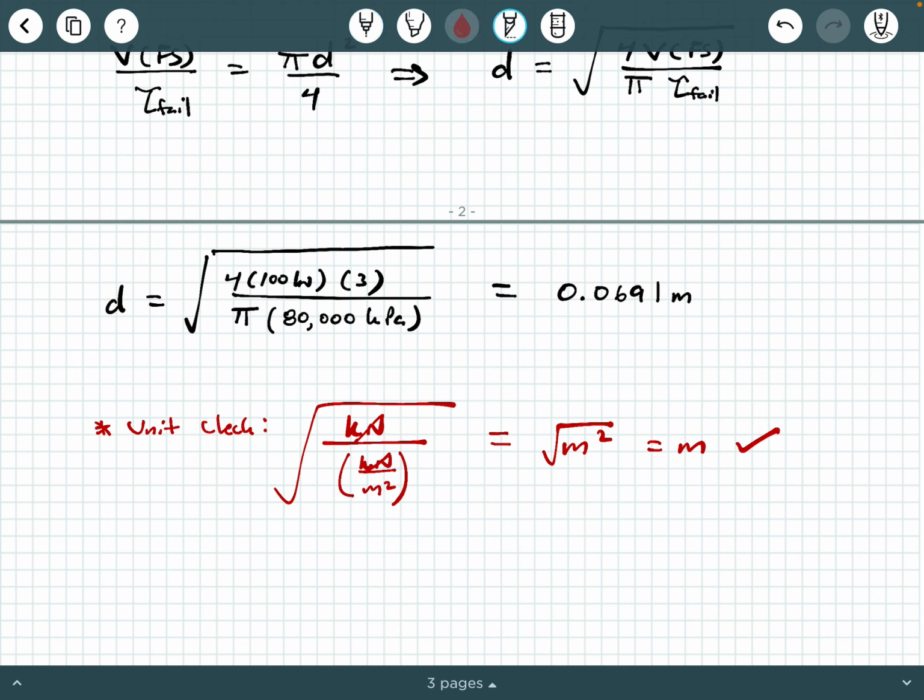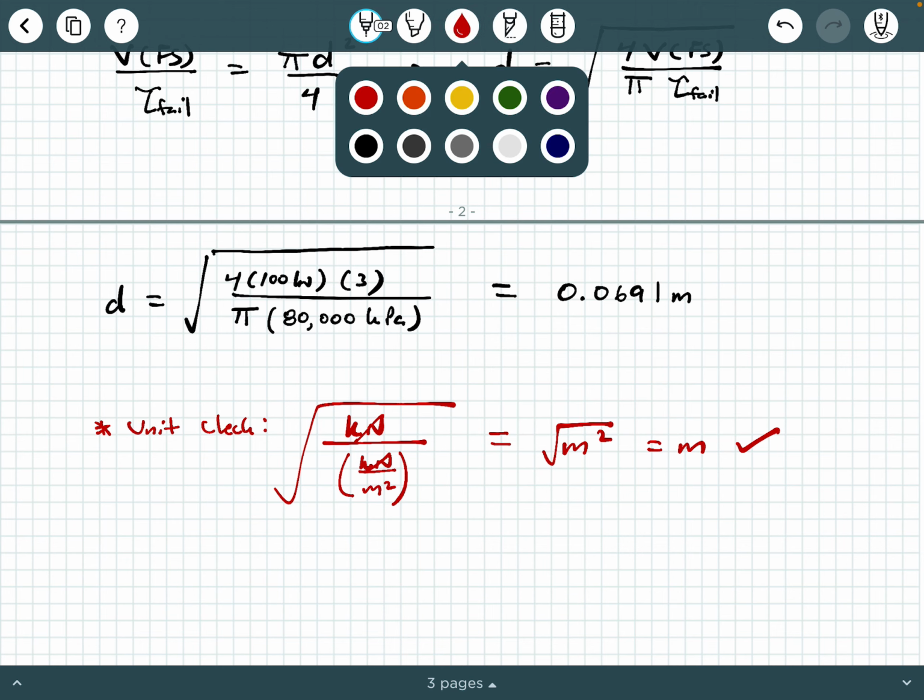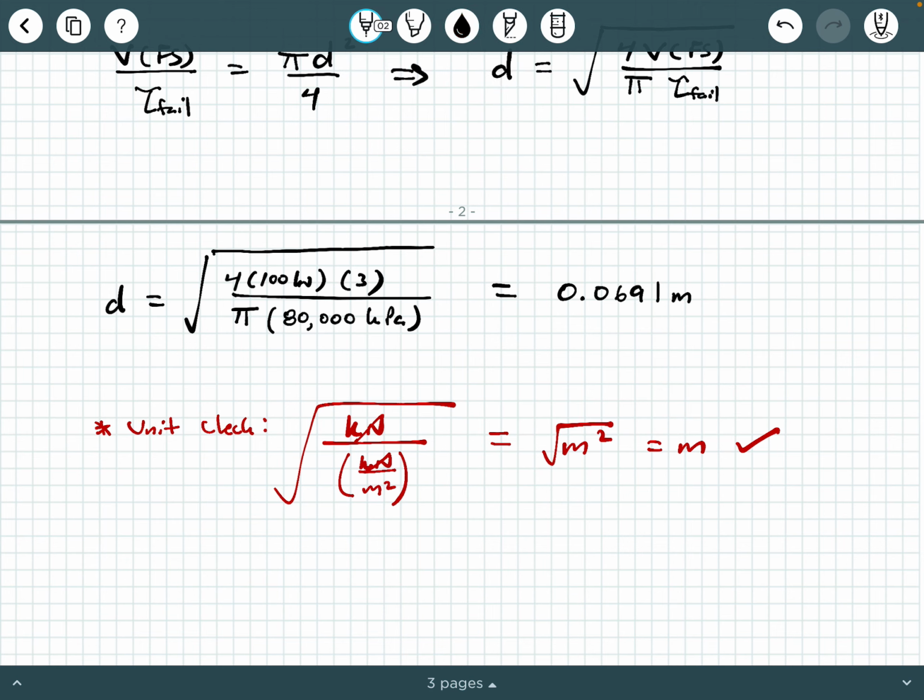So you can leave this answer like this, but it would probably make more sense since we're dealing with a bolt to convert this to millimeters, okay? So I'm going to convert this by moving the decimal 1, 2, 3 spots. So this will be 69.1 millimeters, okay? So that's the final answer. Now, in reality, you would probably round this to a reasonable number. If you were to round this, you would probably round to 70 millimeters. So we'll make a note here, round to 70 millimeters.